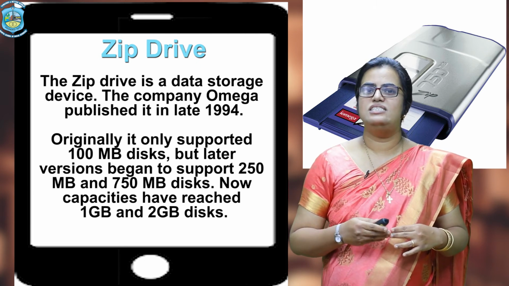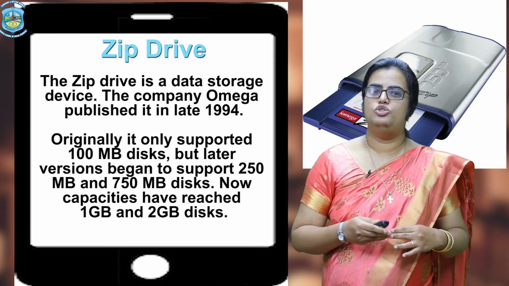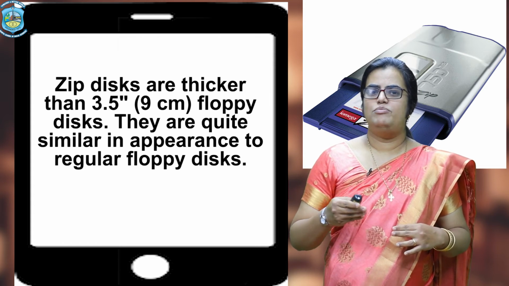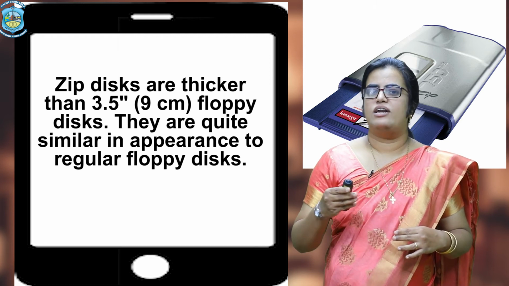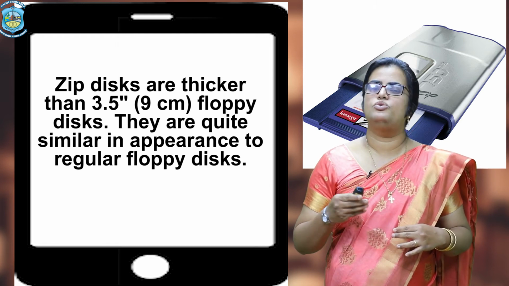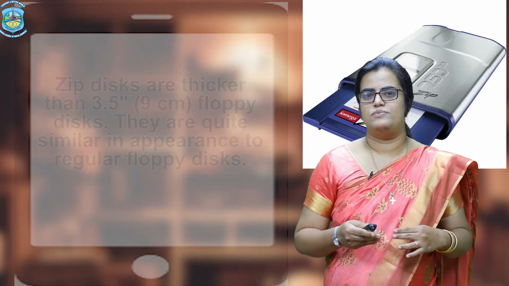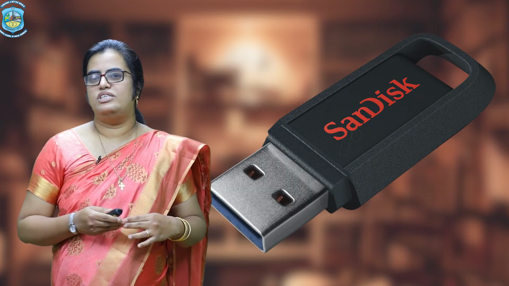Now capacities have reached 1 GB and 2 GB disks. Zip disks are thicker than 3.5-inch floppy disks. They are quite similar in appearance to regular floppy disks. The next device is a USB drive.